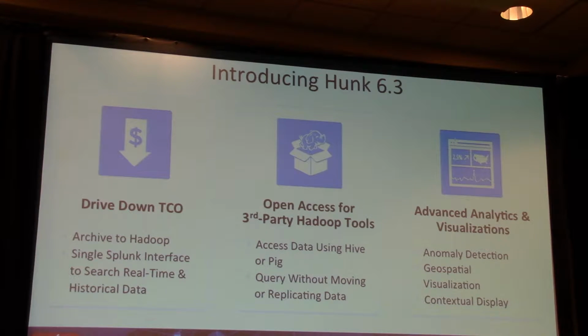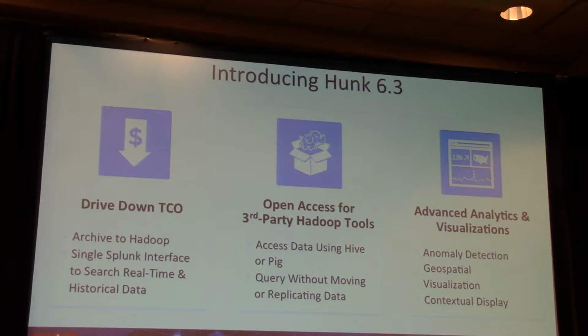So the first thing that we focused on was helping you drive down your total cost of ownership, or your storage costs, with the archive to Hadoop feature. The second area is making that data more accessible, so providing open access to Splunk Enterprise data. For those of you who don't know, we index Splunk in a proprietary format called journal.gz, and we also archive in that proprietary format. But with Hunk 6.3, we're making that access available to your existing Hadoop tools. So for all of you who raised your hands saying that you're using Hadoop today, you're likely using Hive or Pig or some other third-party Hadoop tool on that data today. And now you can use those tools on top of your Splunk data as well.